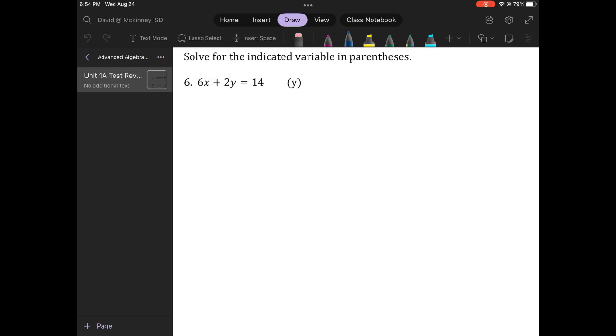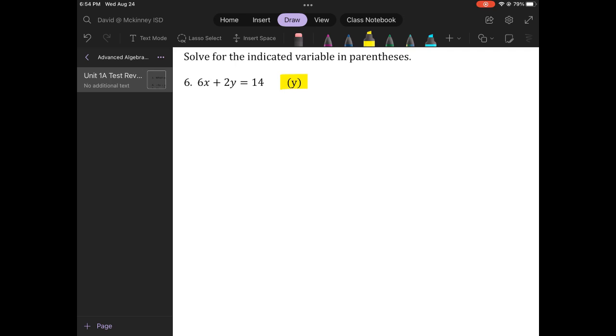Now we'll solve several equations where we're being asked to solve for the indicated variable in parentheses. Occasionally, I will have equations that have multiple variables. As we go on in algebra, I'll have many variables in some equations, and I usually want to solve for just one of them. In this particular problem, it's asking me to solve for the letter y.